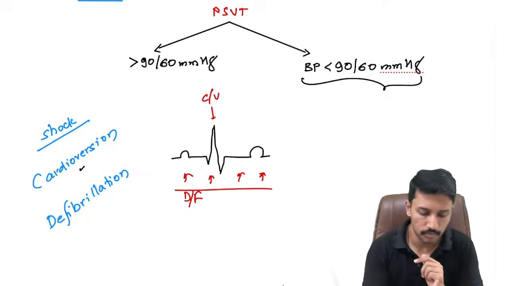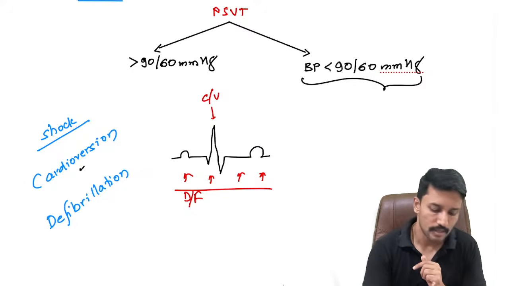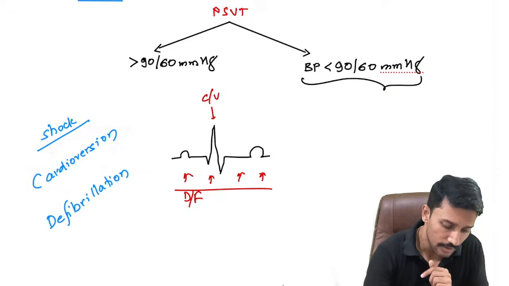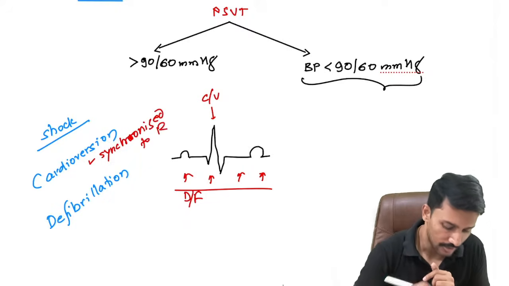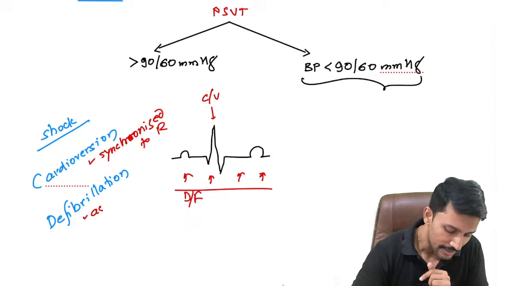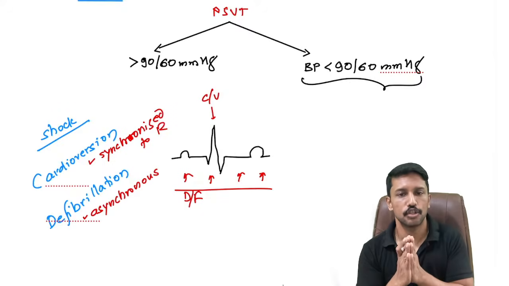We are giving it to the R wave because we don't want to give it to the vulnerable period of the T wave. So in cardioversion, the shock is synchronized to the R wave. In defibrillation, it is asynchronous. I don't have to synchronize with any wave. I just give the shock.